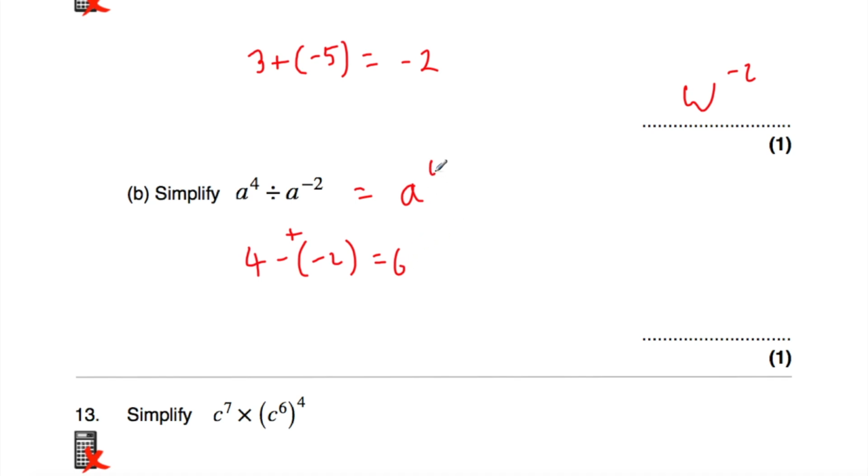So it's going to be a to the power of 6. So that's a to the power of 6. And just to recap, because we're dividing things with the same base, we take away. So we're doing 4 subtract negative 2. And 4 subtract negative 2 is 6. So it's a to the power of 6.